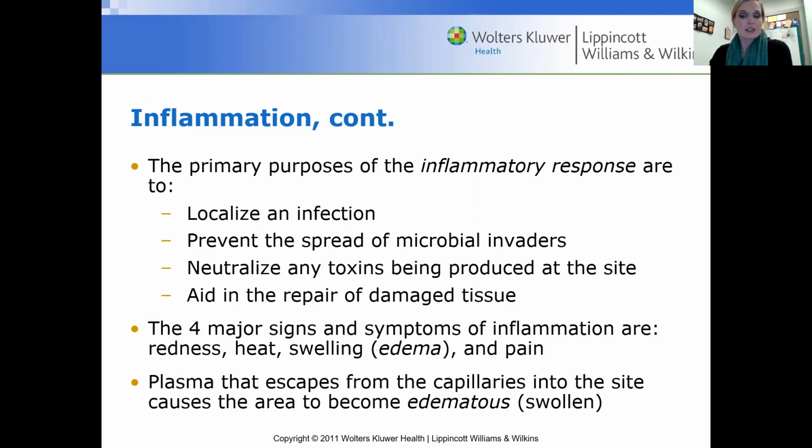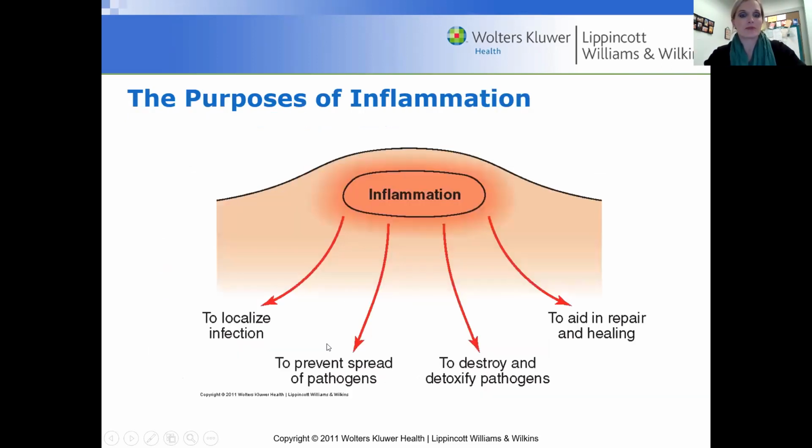The four major signs and symptoms of inflammation are redness, heat, swelling, and pain. I'm sure we've all kind of seen inflammation before, where we see a little bit of that swelling and we see the redness and heat that we feel at that site. Okay, and don't worry about the plasma that escapes from capillaries. I don't have anything on that. Just know that that's the biggest thing that we'll see with inflammation, and that's why we see inflammation.